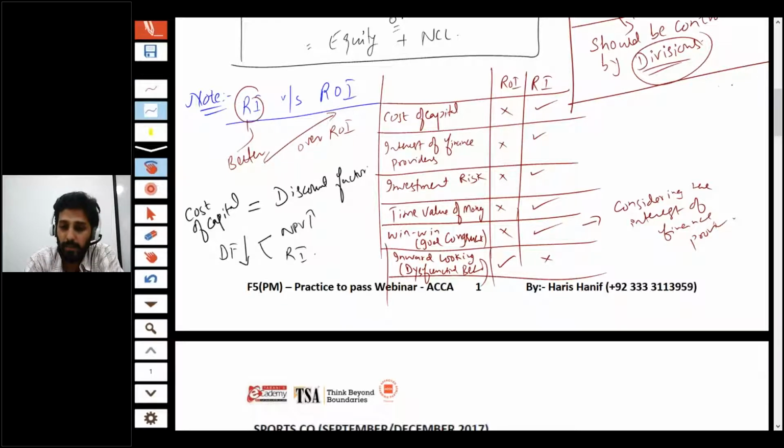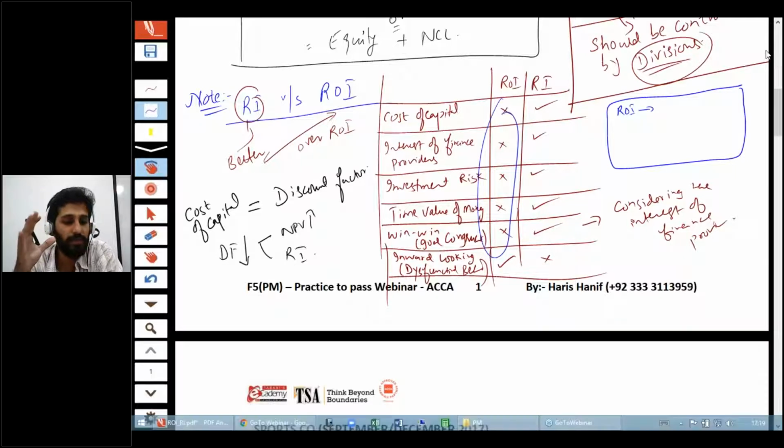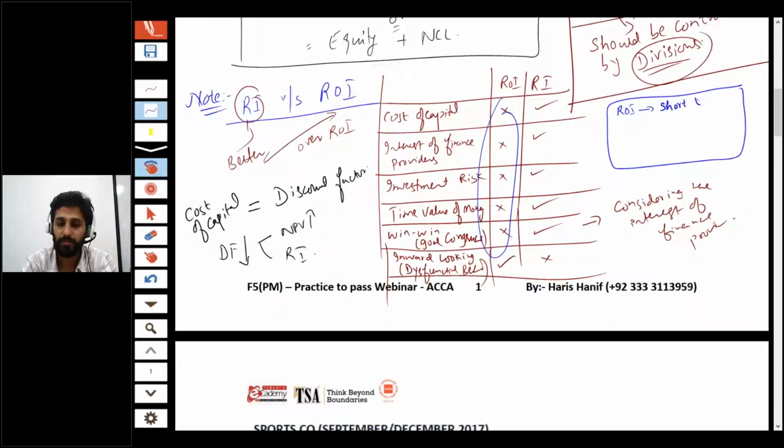And remember, these are all the key points I am writing here, making a very good and prescribed summary. I hope you people are getting this point. ROI is actually short term, because when you are ignoring a lot of factors, your focus is only on the short term, whereas RI, residual income, considers all the aspects and is the long term aspect. So RI is the long term KPI, ROI is the short term.